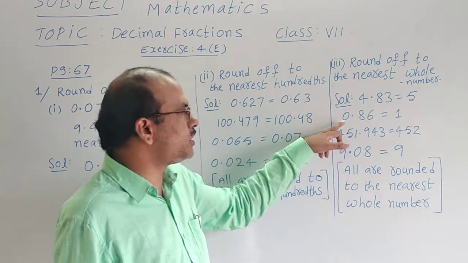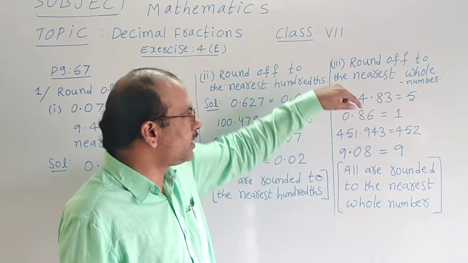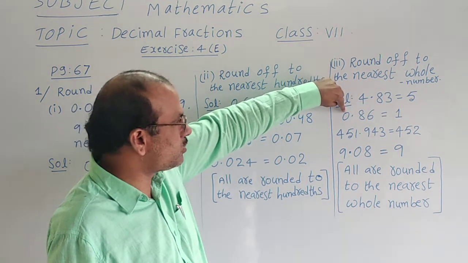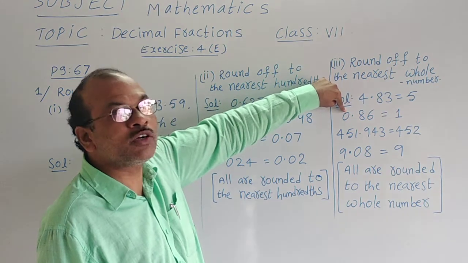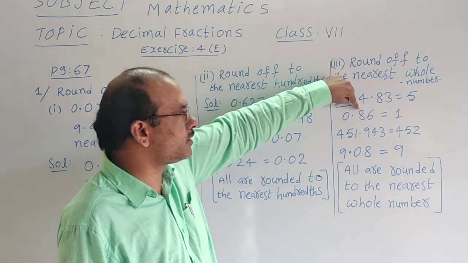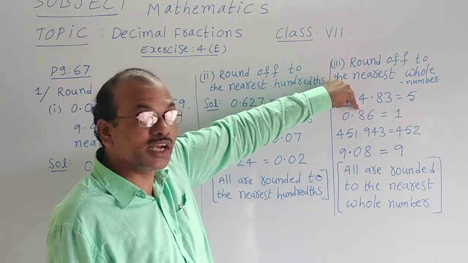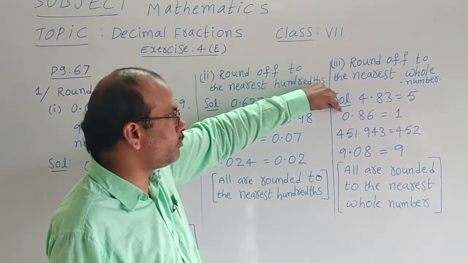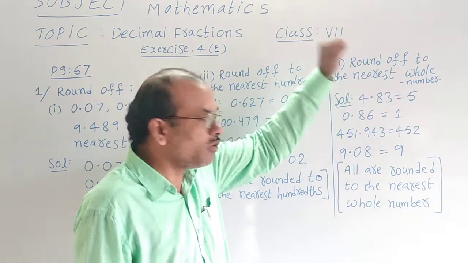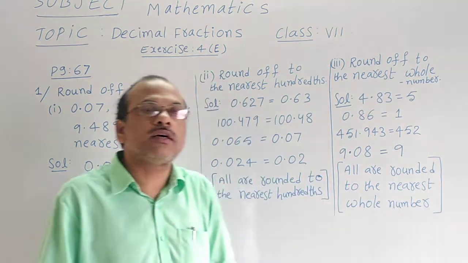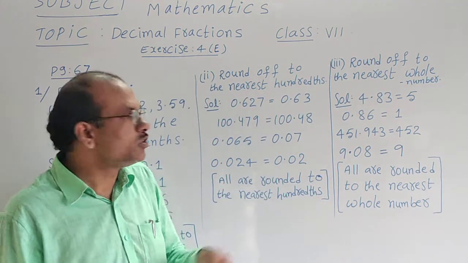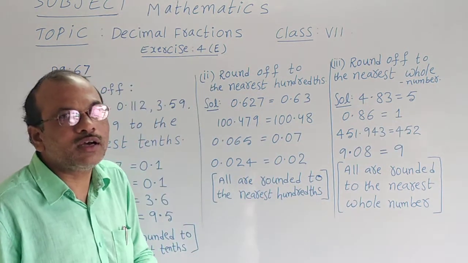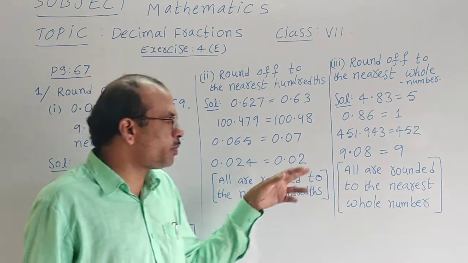The second one is 0.86. Here 0 is there. This is the whole number. Up to here only we want to write actually. Then I must check the 10th digit. This is 8. It is bigger than 5. So 1 should be given to the whole number. 0 plus 1 gives you 1. Then the other part, the decimal part, can be ignored. So this 0.86 is rounded to 1, to the whole number. Okay, now the next part.